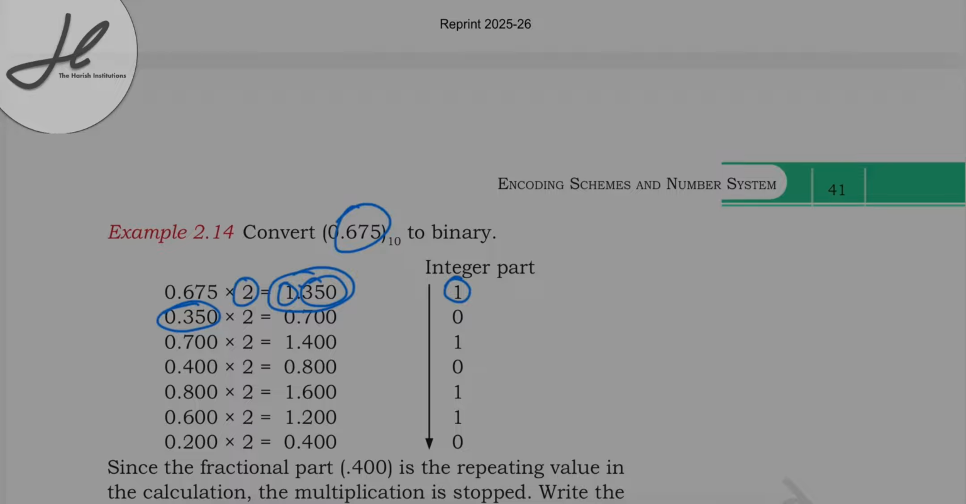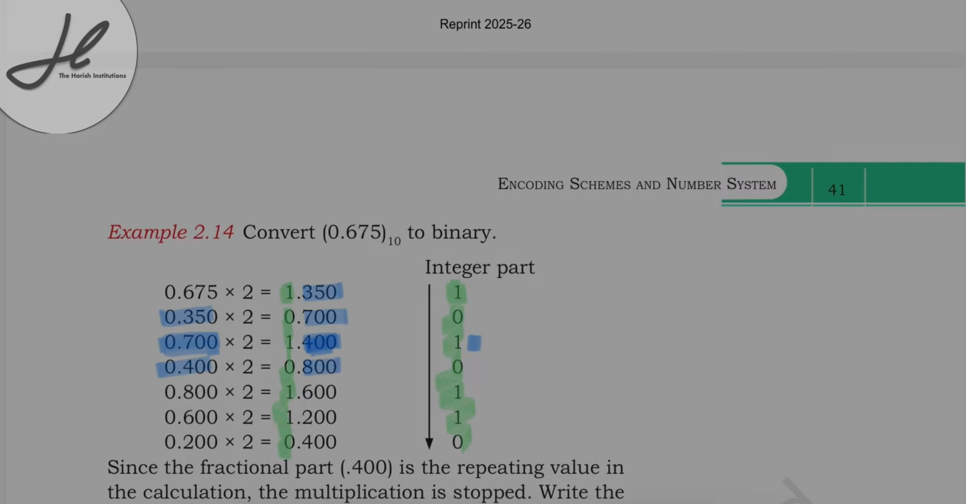Let's use the color difference. Okay, so integer part will be written here, and the decimal part will be written here. We can see, so 0.35 multiplied by 2 is 0.700. So there is no integer part, so we will write 0, then 0.700 will be written here, multiplied by 2, 1.40. So 1 will be written here and 400 will be written here.